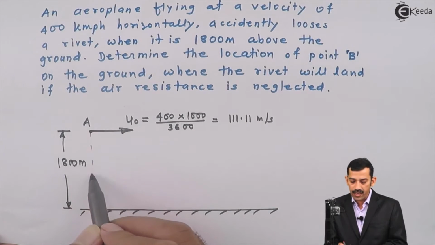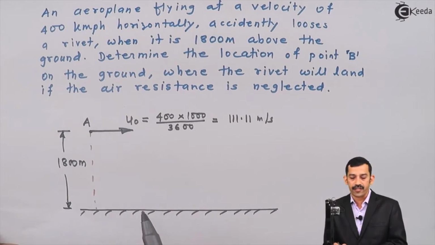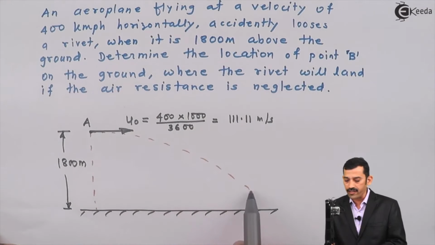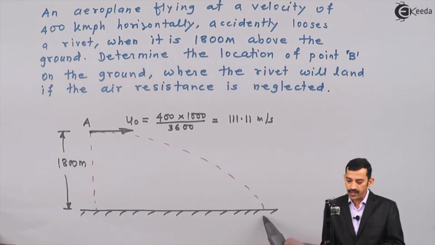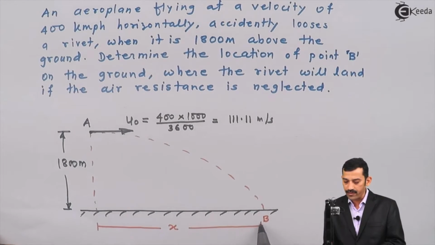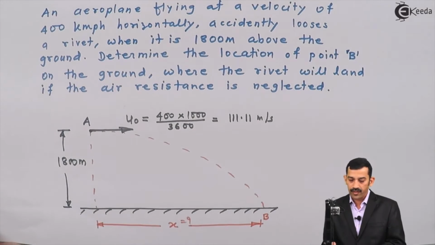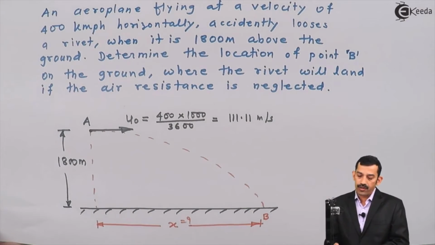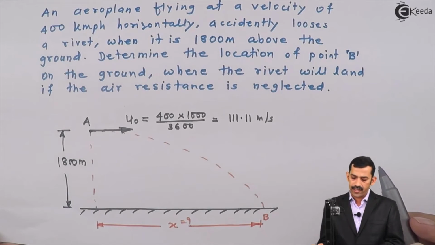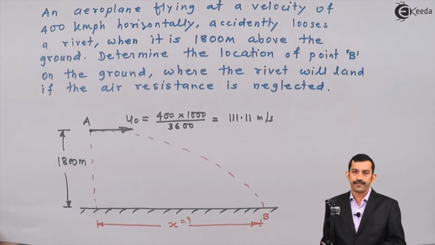Initially, it is above the ground at what distance? 1800 meters. During motion, it traces a path and finally strikes the ground. Say this point is B. You have to find out at what horizontal distance this rivet strikes the ground. This distance is X, and this one is unknown. Again, you have to determine the location of point B on the ground where the rivet will land if air resistance is neglected. That means simply you have to find the distance X.